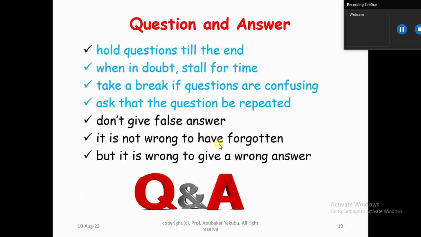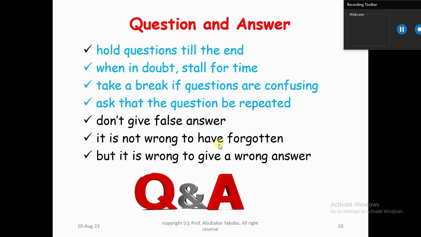Question and answer. During your presentation, the audience might want to ask you questions. Hold questions till the end of your presentation. When in doubt, stall for time. Take a break. If questions are confusing, ask questions. Ask that questions be repeated. Don't give a false answer. It is not wrong to have forgotten, but it is wrong to give a wrong answer.